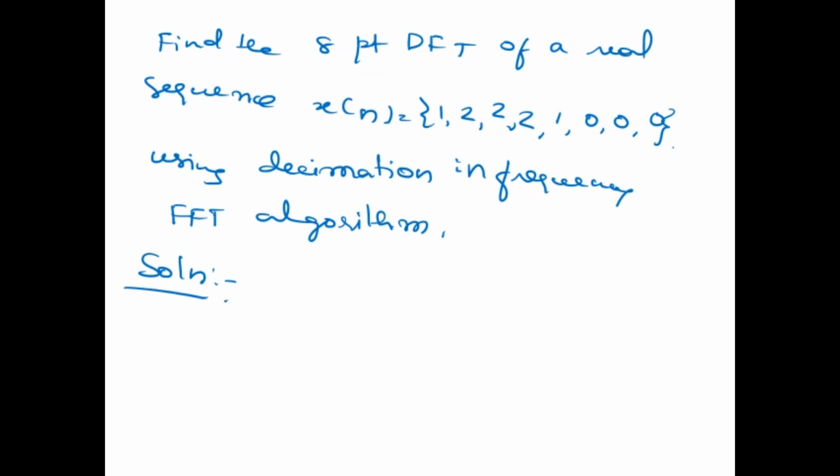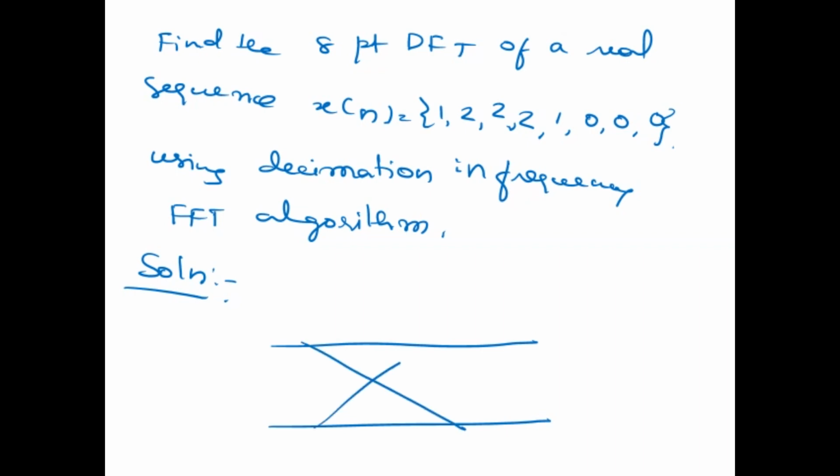We know the butterfly diagram for DIF FFT algorithms. It should be multiplied by minus 1. This is A and this is B. Here C is equal to A plus B. That should be multiplied with omega n of R. A minus B, whole thing should be multiplied with omega n of R. Let us compute the output for the first stage.